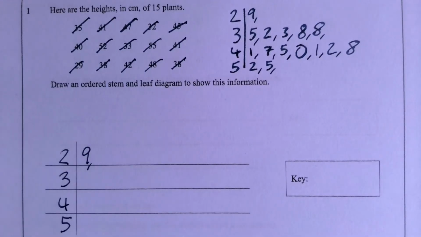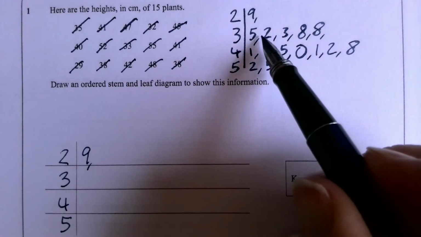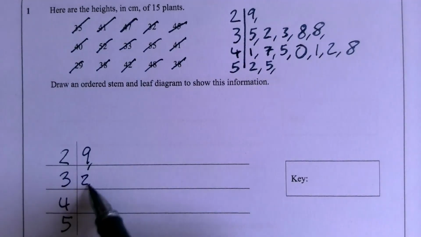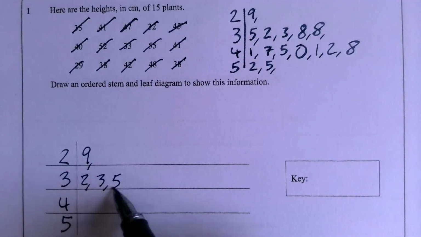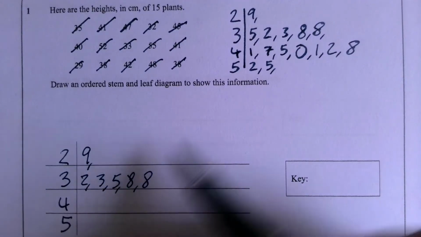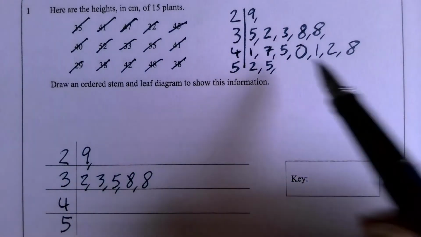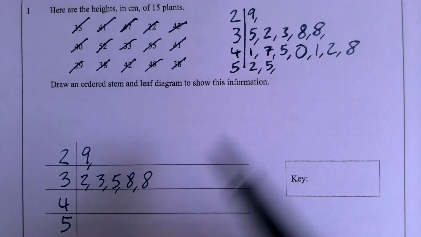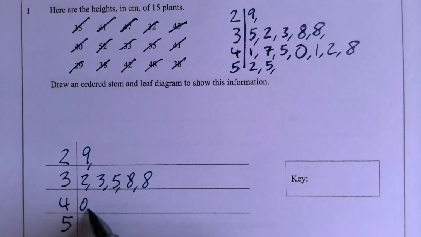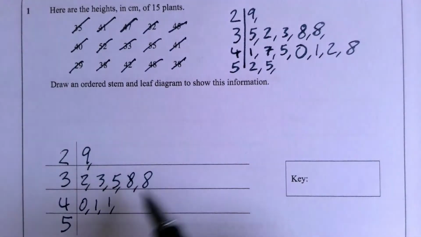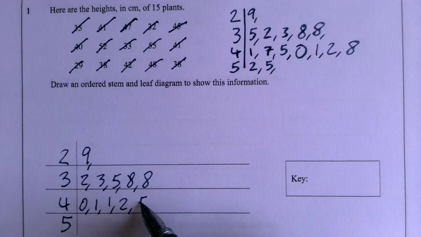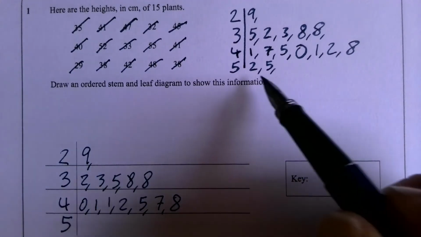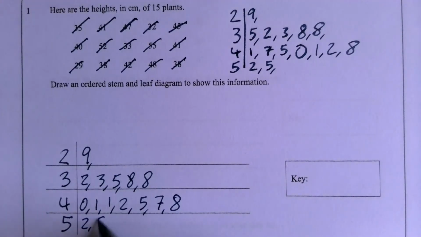And there's my 9. Now I've got to put these in order. So the 2 is the smallest, then a 3, then a 5 and then 2 8s. And it's easy to see them all when you've just got them out there and they're not disguised amongst the other numbers. 40 I've got. I've then got 2 41s. I've got a 42, a 45, a 47 and a 48. And I've got a 52 and a 55.